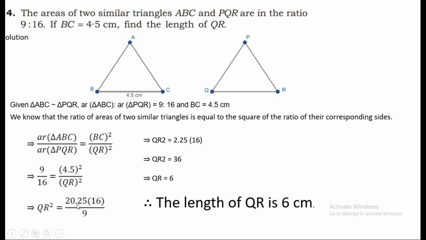20.25. Why 20.25? Because 4.5 square is 20.25, and 16 we have cross multiplied and divided by 9. So this should be QR square. So QR square equals 2.25 into 16. Why 2.25? When you divide 20.25 by 9 you get 2.25. So QR square equals 36. When this square moves to the other side, it becomes root over 36. So QR is equal to 6. So the length of QR is 6 centimeters.